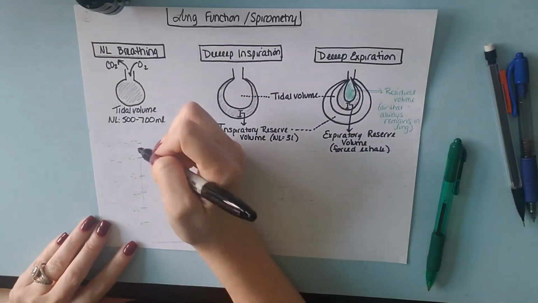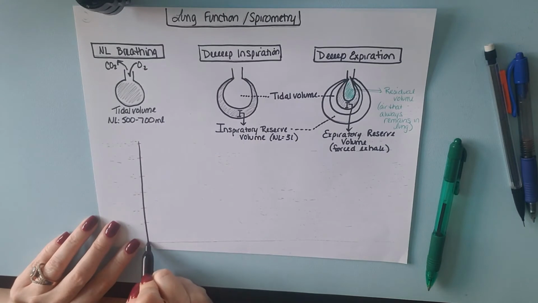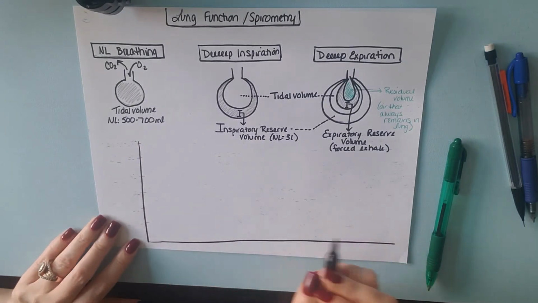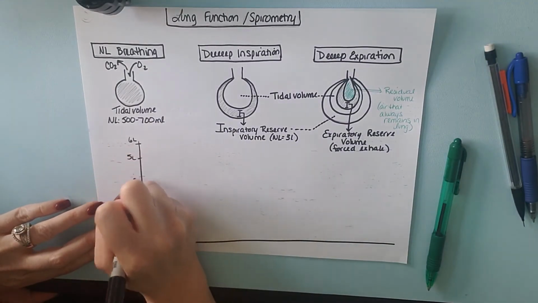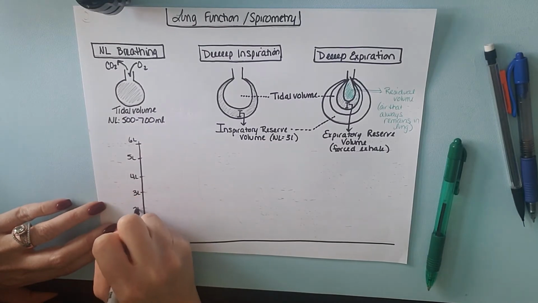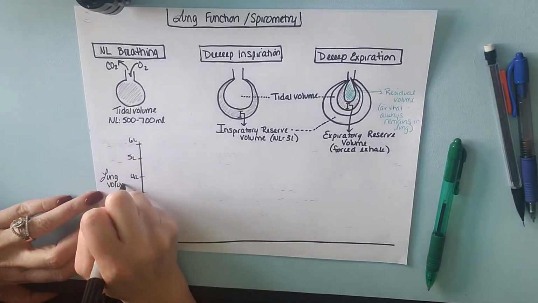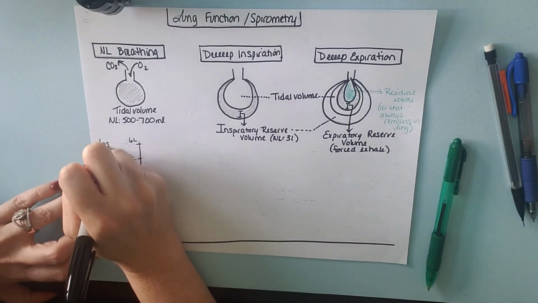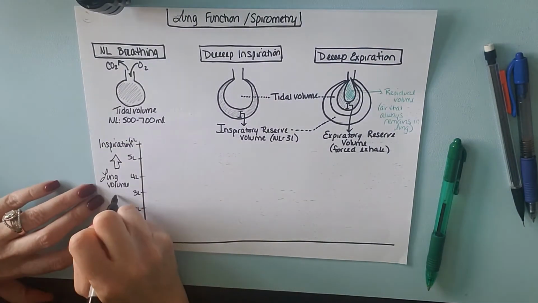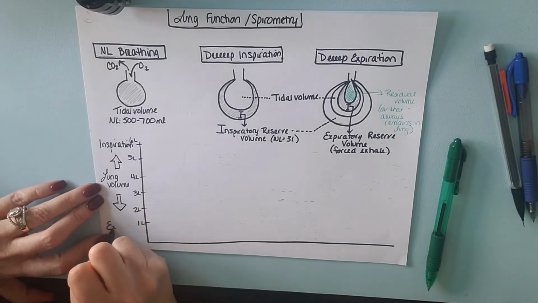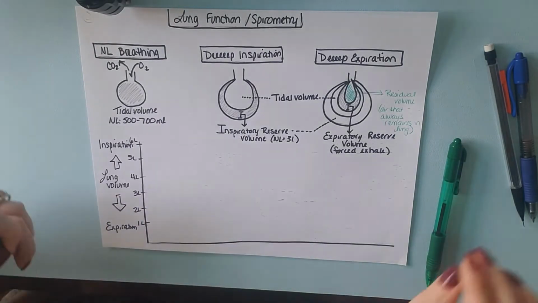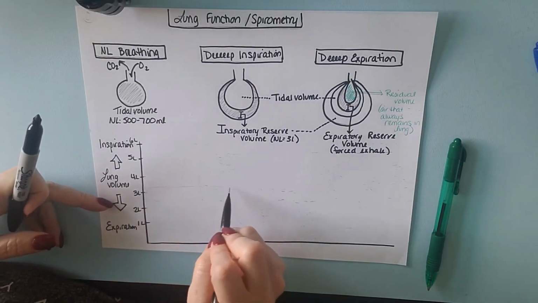Okay, now to make this even more confusing, I'm going to turn this into a graph to confuse you further. My goal in life. All right, so 6 liters, 5 liters, 4 liters, 3 liters, 2 liters, 1 liter of air. So this is the lung volume. So the higher it goes is inspiration, and the lower it goes is expiration. This is just so I have a baseline.